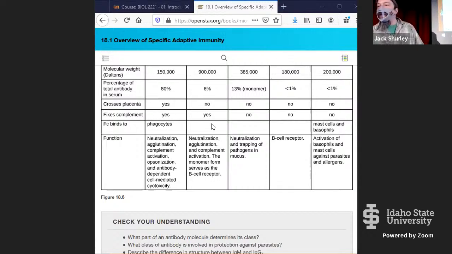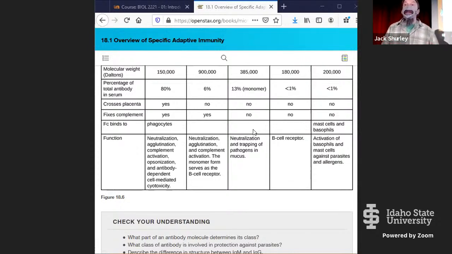That doesn't happen with IgM because it's pentameric. All of those FC regions are already tied up. It doesn't happen with IgA because it exists as a dimer, so again, FC region tied up. With IgD, it doesn't occur.